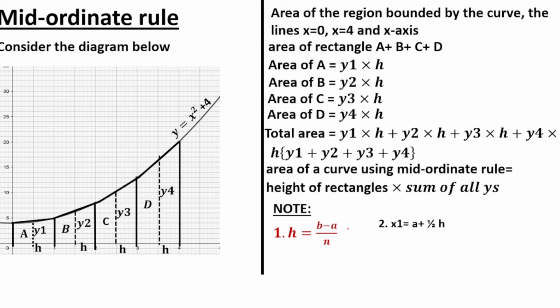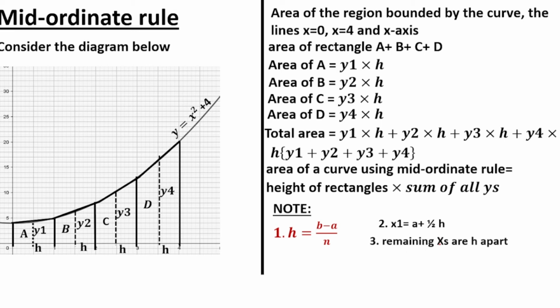Then point number 2 is that the first x in the mid-ordinate rule is always given by a, which is the lower limit, plus a half of h. If you want to get the first x, it becomes a, the lower limit, plus a half of h, and this is how we said h can be calculated.